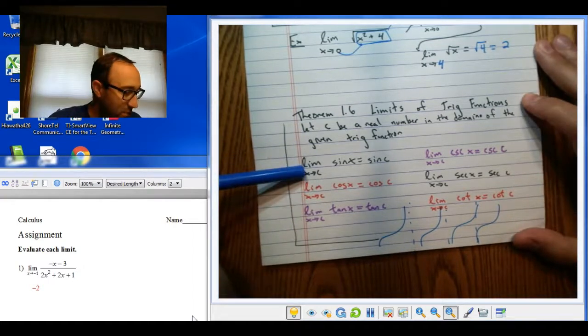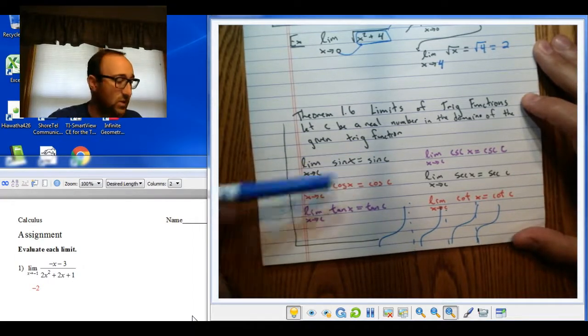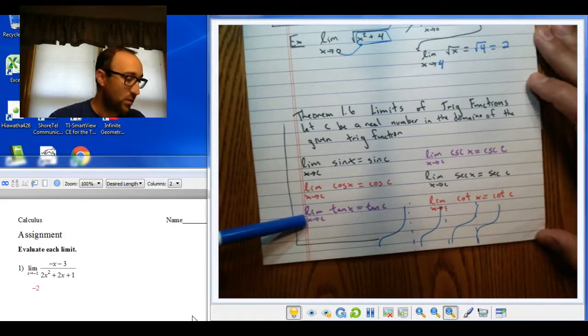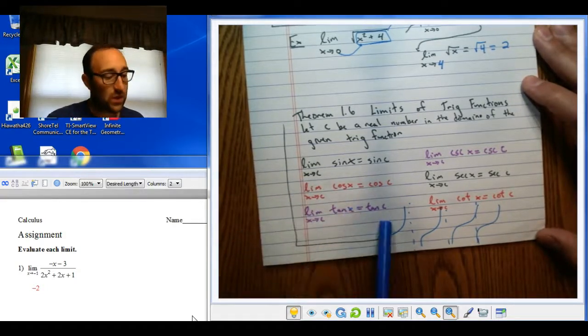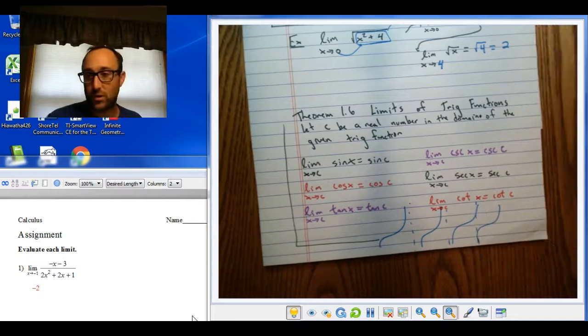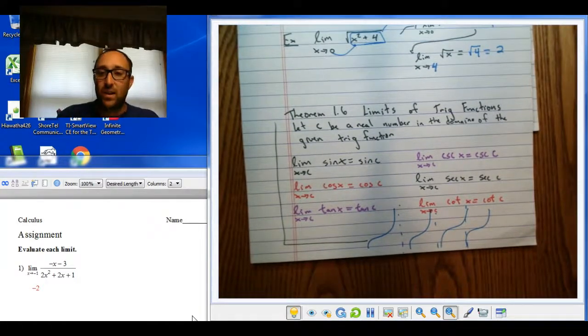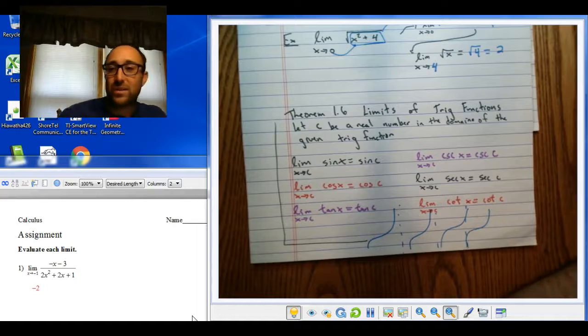The limit as x approaches c of sine x equals sine c. Limit as x approaches c of cosine x equals cosine c. Limit as x approaches c of tangent x equals tan c, and the same for the co-functions. I'll just leave this up for a second so you can pause, you can see it. Okay, good. I'm glad you wrote all that down and you paused it.